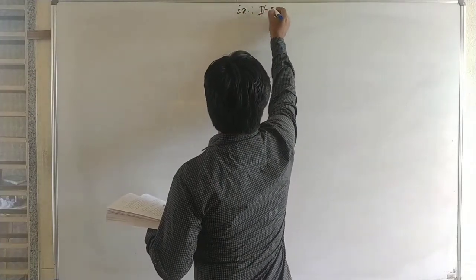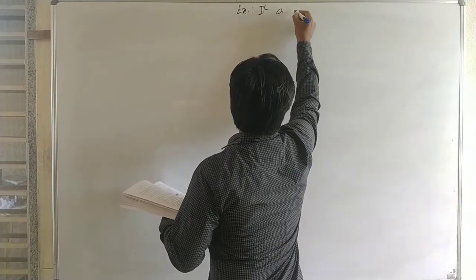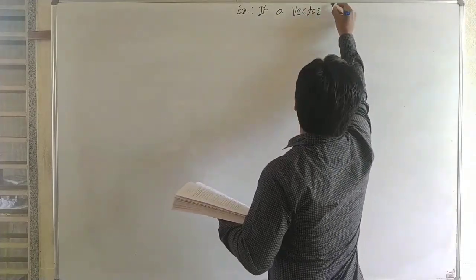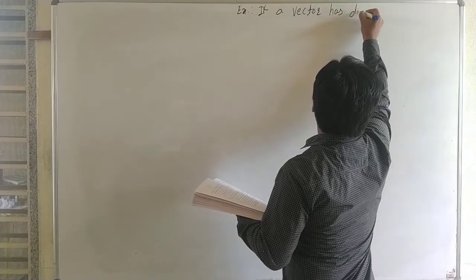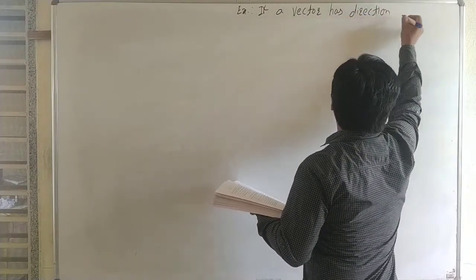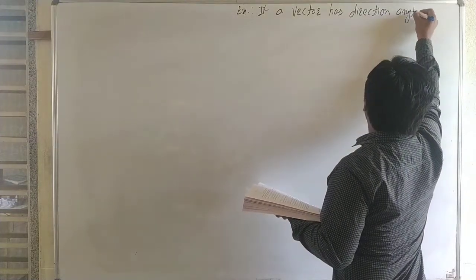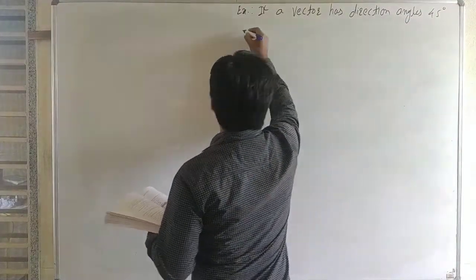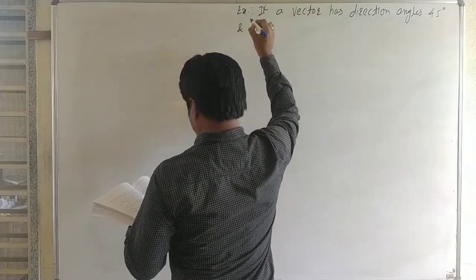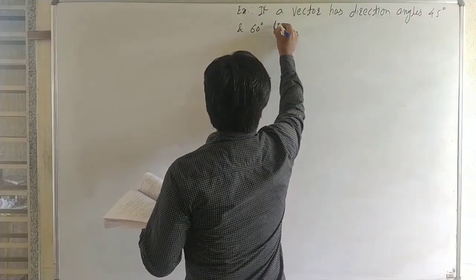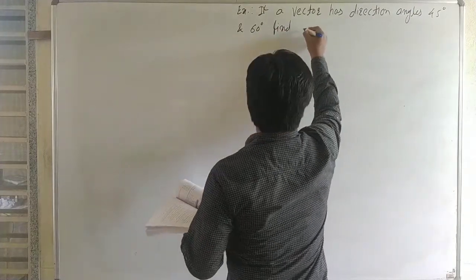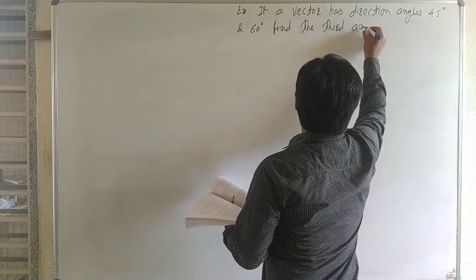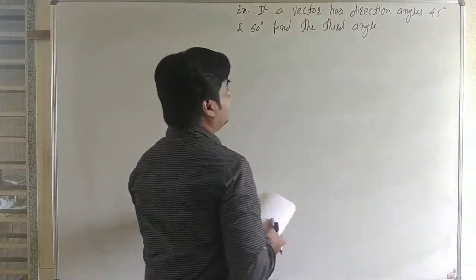If a vector has direction angles 45° and 60°, find the third angle. Find the third angle here.